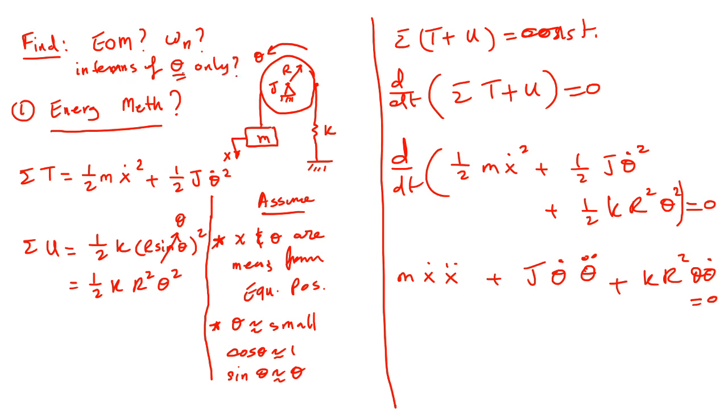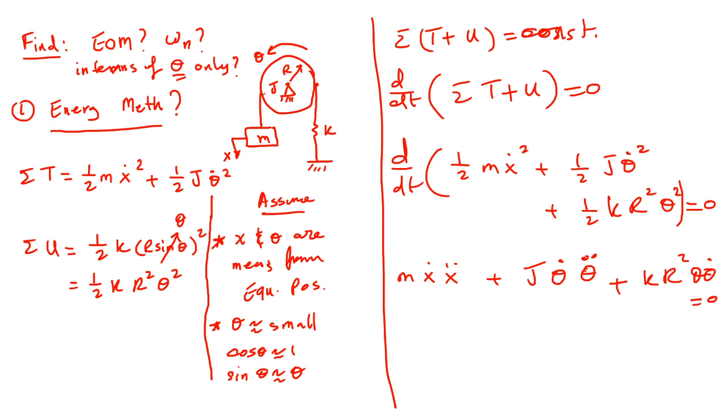In terms of theta only. Can I ask this question? In terms of theta, how many degrees of freedom do we have here? We have x, we have theta. But in fact, both of these two degrees of freedom depend on each other. In other words, there is a relationship between x and theta. You cannot move x without moving theta, and you cannot move theta without moving x. They depend on each other. That means we have only one degree of freedom.